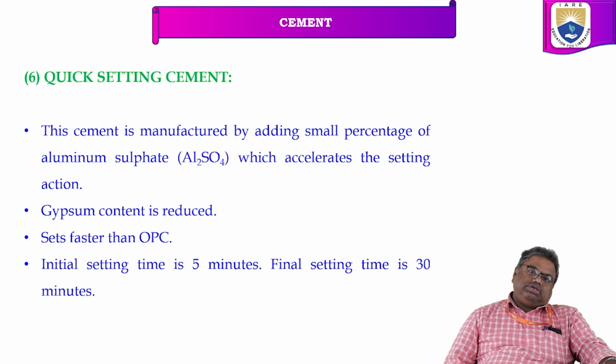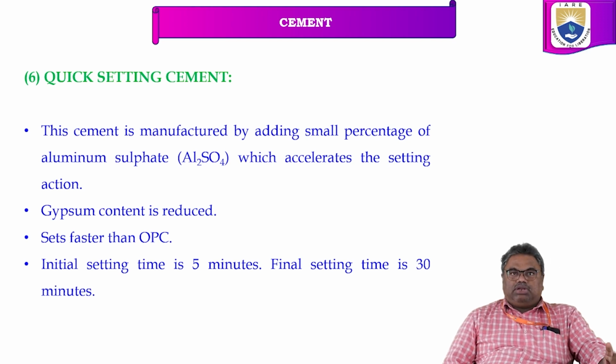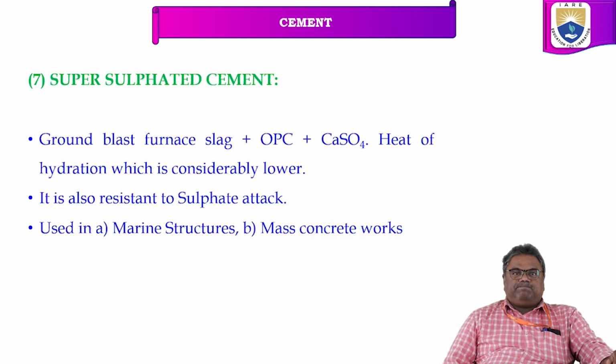In case of OPC, the final setting time is 10 hours, but in case of quick setting cement, the final setting time is only 30 minutes. Initial setting time is only 5 minutes, but in OPC, the initial setting time is 30 minutes, right? So that's what we have discussed in the previous slides.